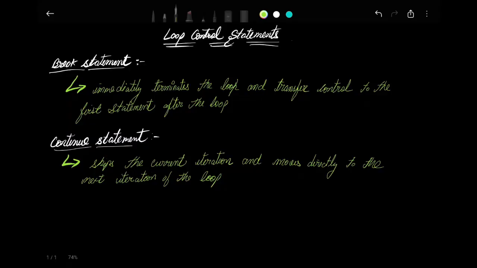Imagine you're writing an exam. You don't know the answer to question 3. Instead of stopping the exam, you skip it and move to question 4. Later you can come back to it. This is how continue works. It skips only the current iteration.